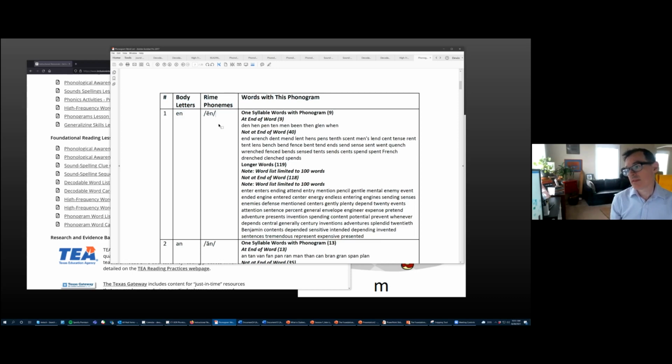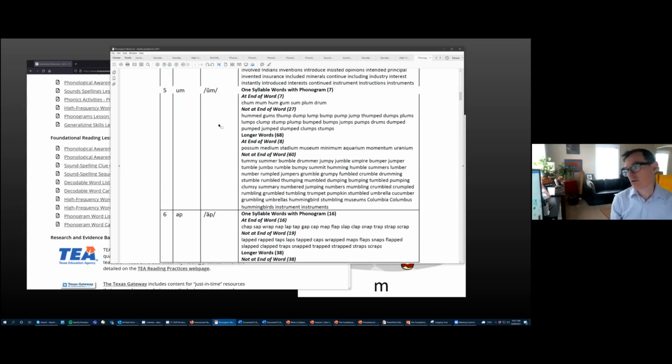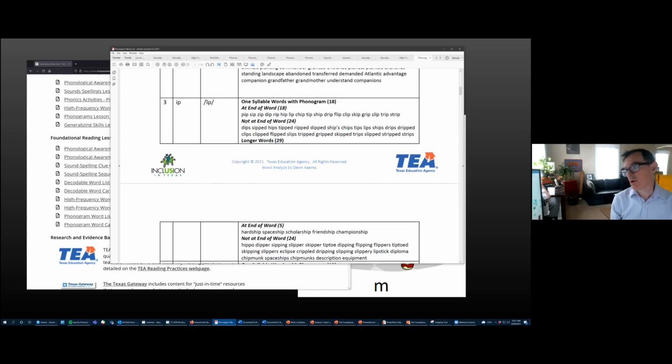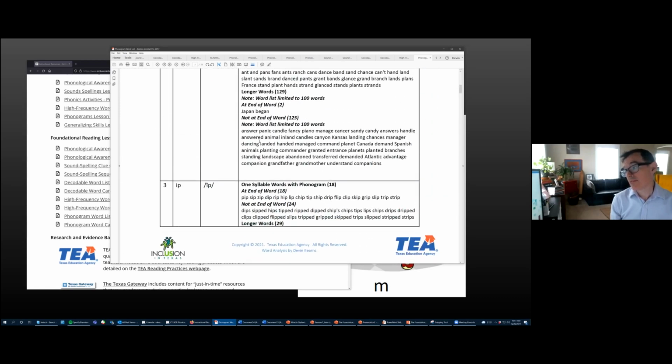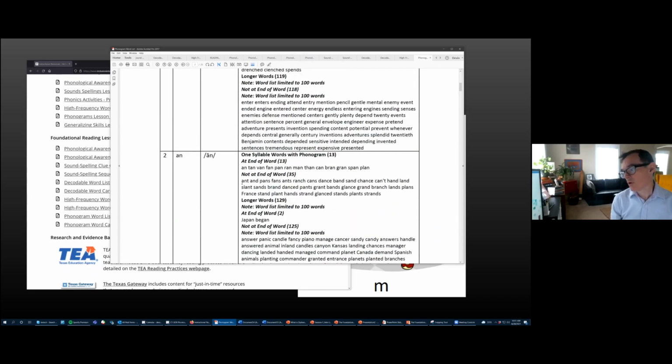These are organized by the number of words that contain those phonograms, so you can choose the words that contain them. Some of the phonograms come at the end of the word, and there are also ones where it's not at the end of the word. And they're not all decodable based on what you learned so far.